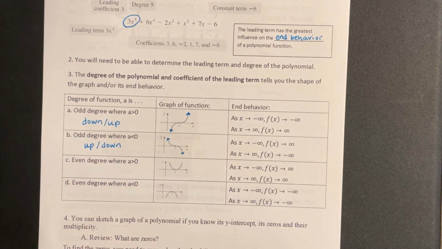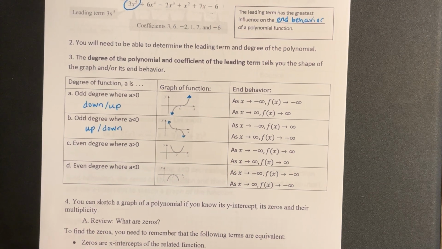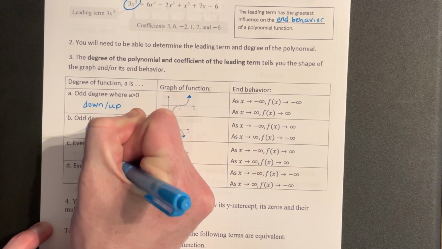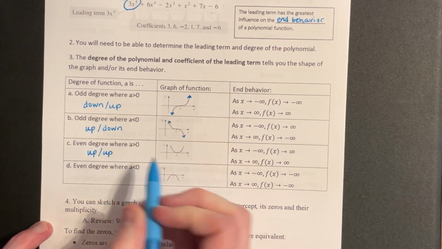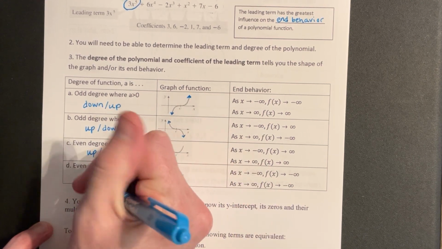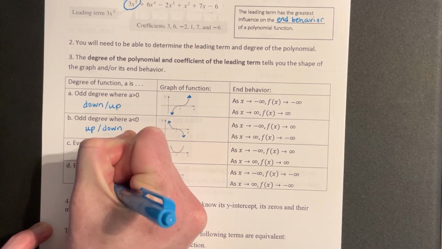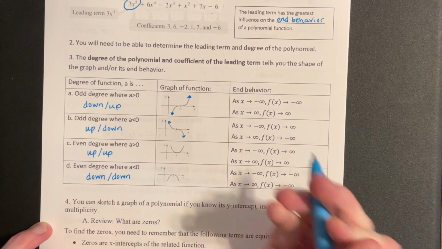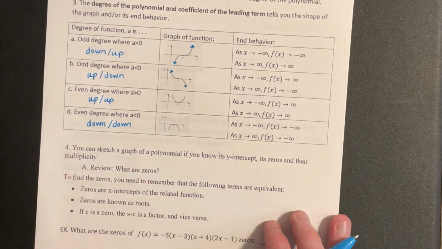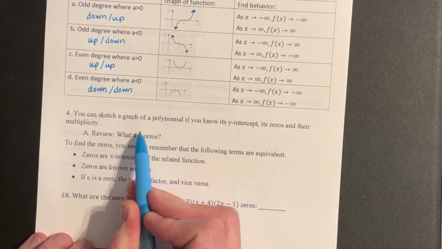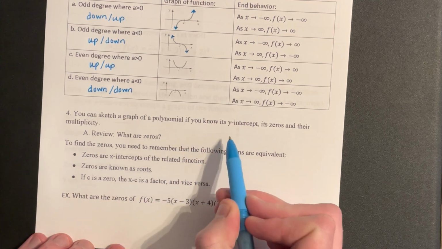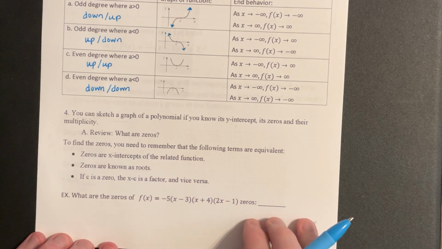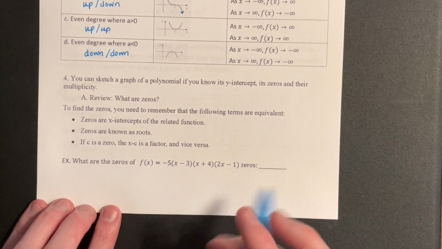An even degree, just like a quadratic or a fourth degree, sixth degree, those are going to be up behaviors when A is positive, but if A was negative, then we have a down behavior. We'll look at what that does to our graph here in a second. We can sketch a graph of the polynomial if we know the y-intercept, the zeros, and the multiplicities of the zeros. So just to review, what's a zero?